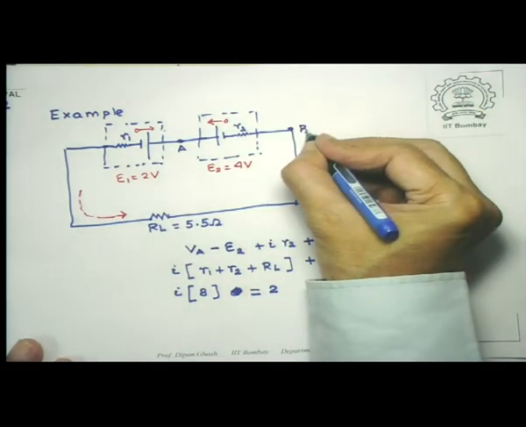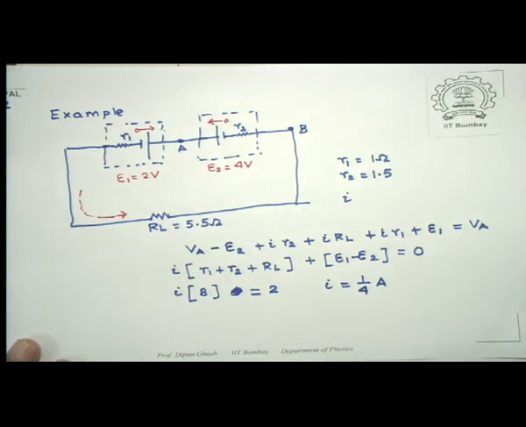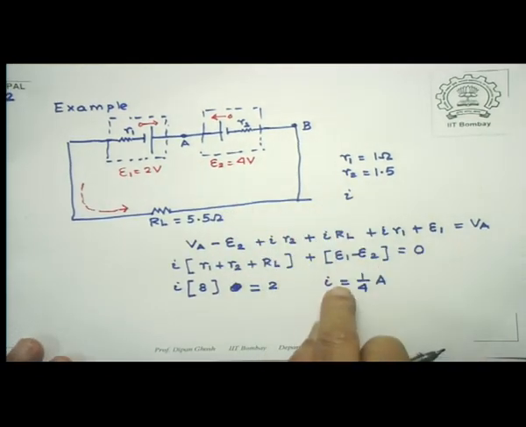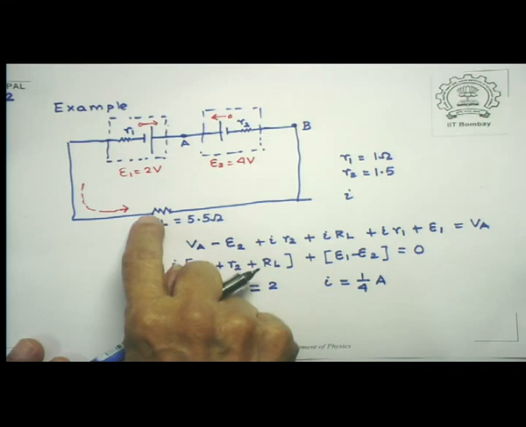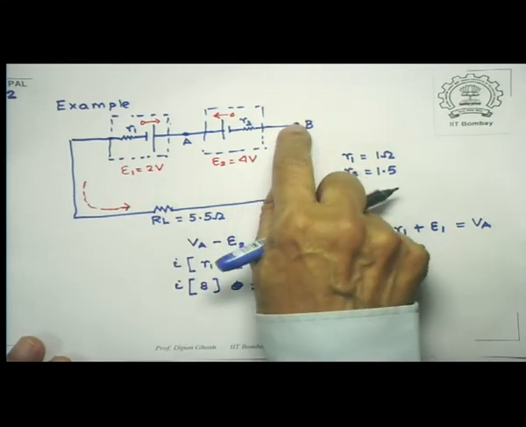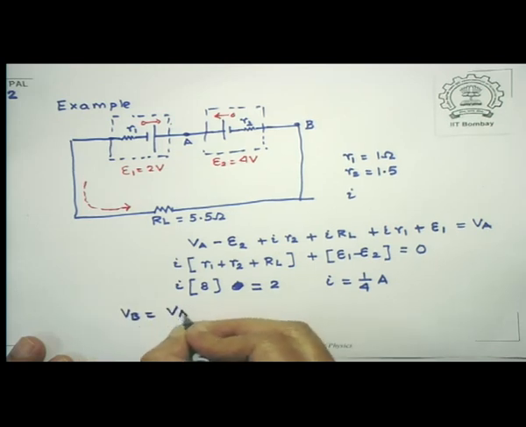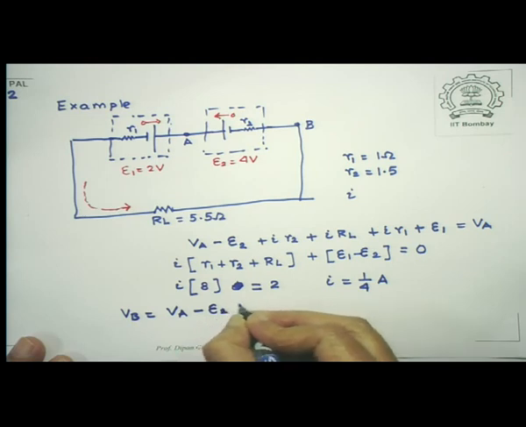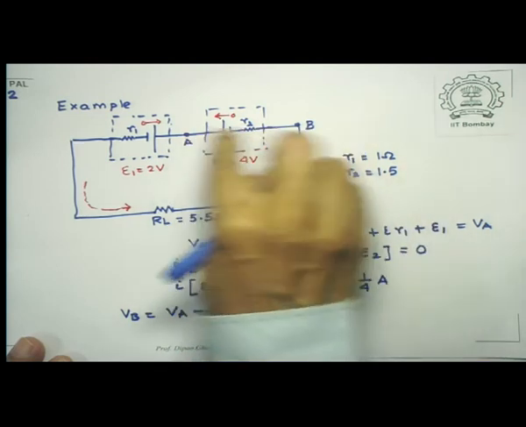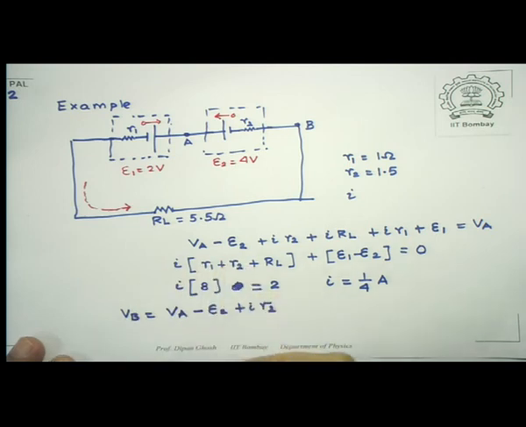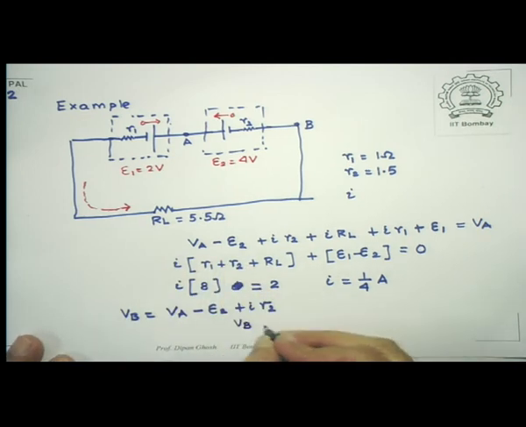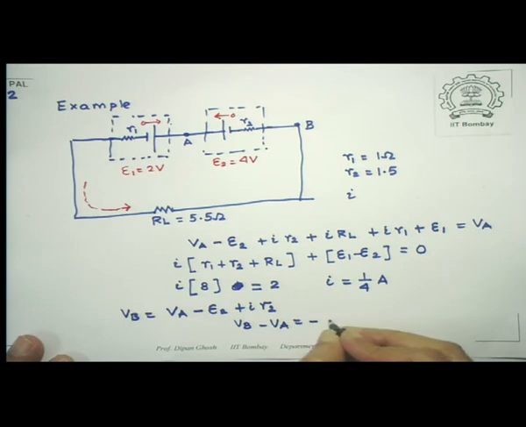You can also find the potential difference between any 2 points. For example, supposing I ask you the question, what is the potential difference between these 2 points, A and B? Well, it's the same thing again. Since you have now calculated the current to be equal to 1/4 of an ampere, assuming the direction of the current to be that, we say VB is equal to VA minus E2 plus IR2, because that's the only resistance through which it is passing. Substitute the numbers, and you find VB minus VA is equal to minus 3.625.